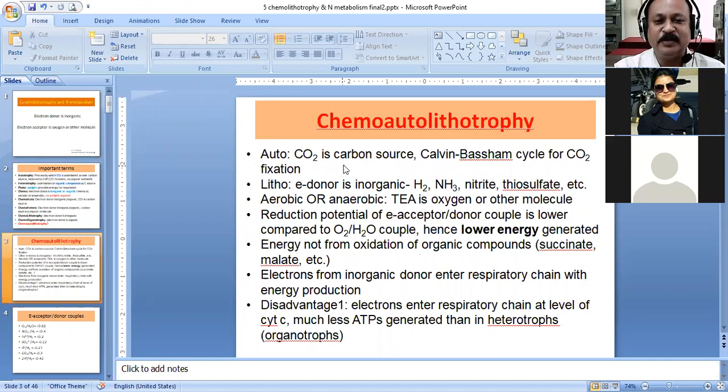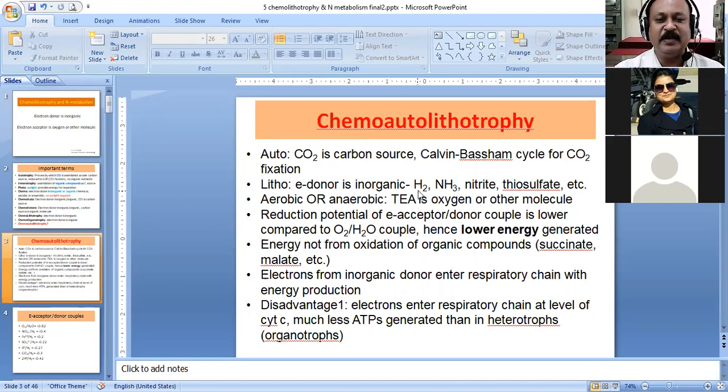Again, I am repeating this. CO2 is the carbon source. The Calvin cycle or Calvin-Benson cycle is used for CO2 fixation. I think you have already studied this in your part one, semester one. Okay, the word litho means that the electron donor is inorganic.